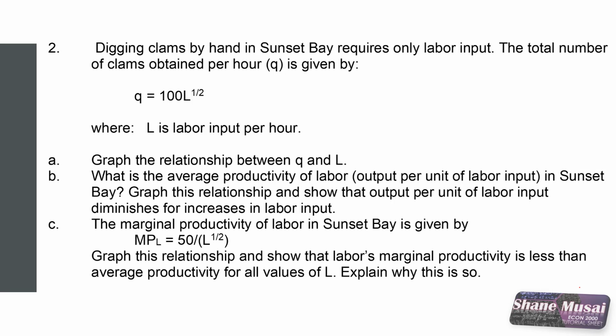Now, anytime a question asks you to graph the relationship between Q and L, or between any two values, all you need to do is find some values for any of the two variables and you calculate for the other one. You can just think of any random values for L, and you calculate the corresponding value for Q. So let's try that.